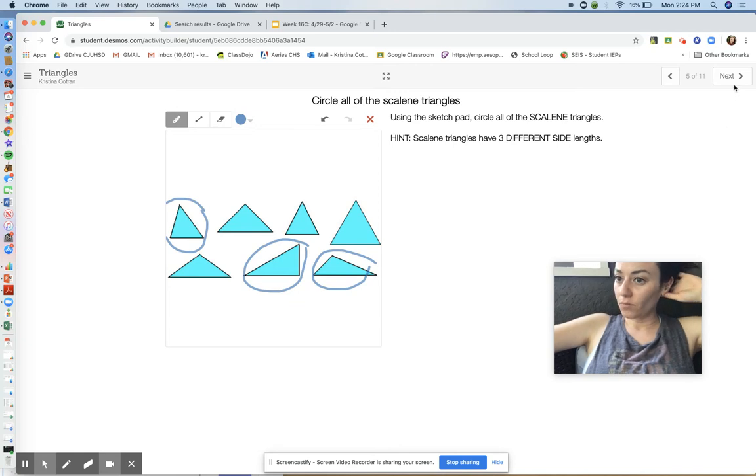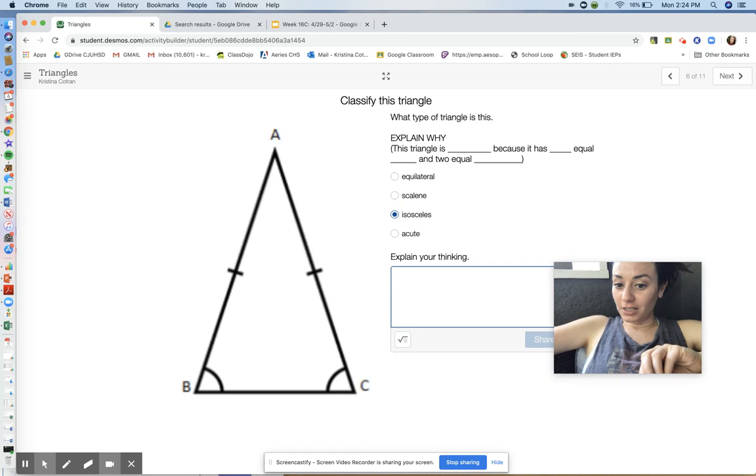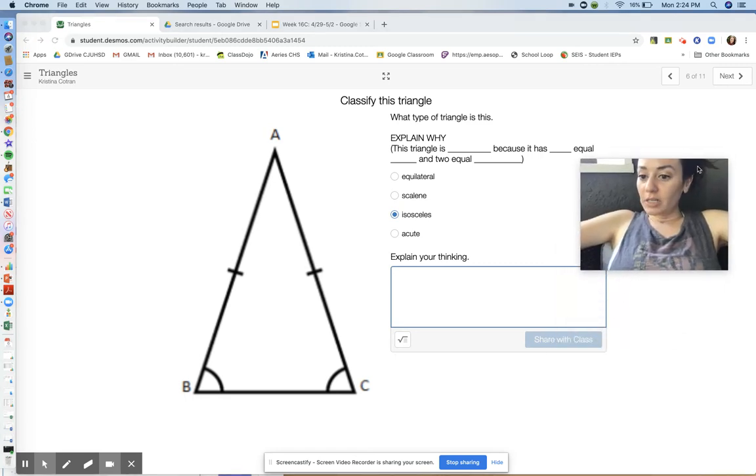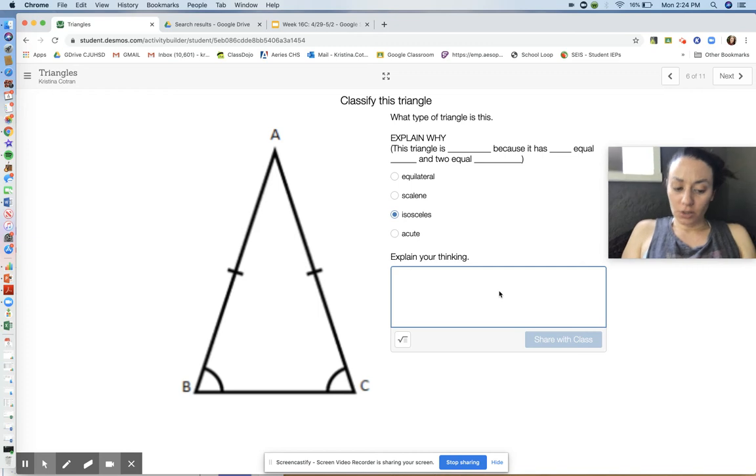Okay. Next, classify this triangle. What type of triangle is this? And you explain why. Remember, I just drew this one, right? It has 2 equal sides. What is it called? It's called isosceles.